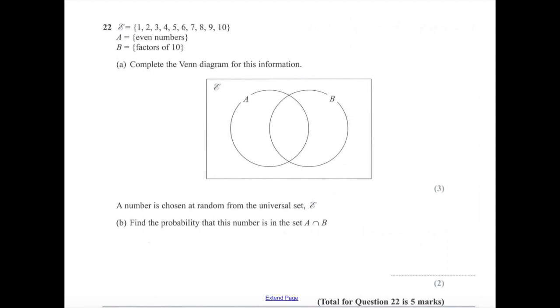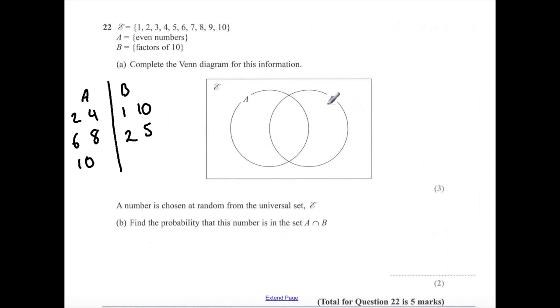The first thing I'm going to do is list all the even numbers. So A, list all the even numbers from here. So we have 2, 4, 6, 8, and 10. And on this side, I'm going to list all the factors of 10. So 1, 10, 2, and 5.